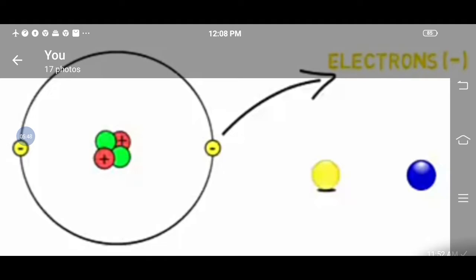Coming to the charge of the particles, protons have positive charge. There is a presence of the red particles and also the green particles at the center. Green particles are the neutrons having no charge, and the red particles present at the center are called the protons having positive charge. In the circular path, there are two yellow colored particles which are the electrons. Electrons have negative charge and protons have positive charge.